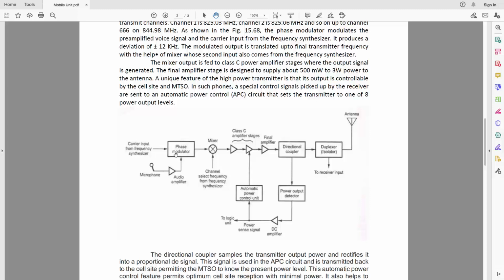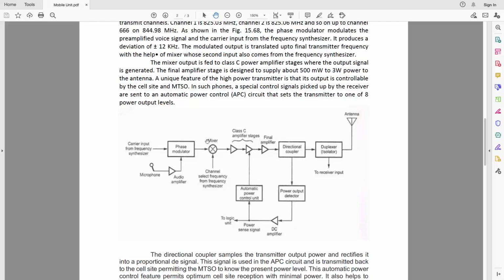So these two signals are modulated with the help of phase modulation. Then the modulated signal and additional frequencies or another signal from the frequency synthesizer are mixed with the help of a mixer. So what is the function of the mixer? The mixer will actually generate four types of signal. What are the four different types of signals?